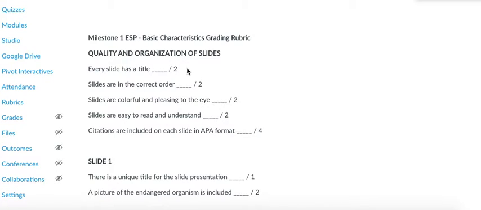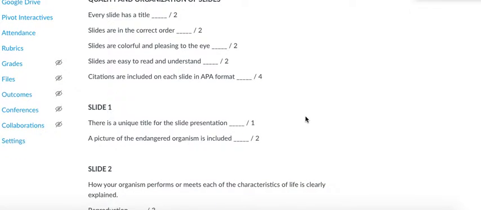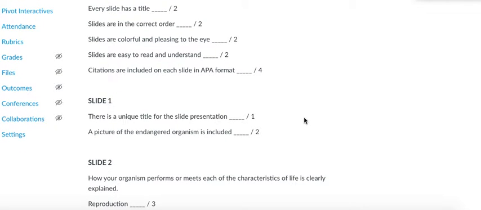Okay, so this is going to be the checklist for grading, so essentially the rubric. Every slide has a title. Slides are in the correct order. Slides are colorful and pleasing to the eye. Slides are easy to read and understand. That's like font and all of that good jazz. And the citations are included on each slide in APA format.